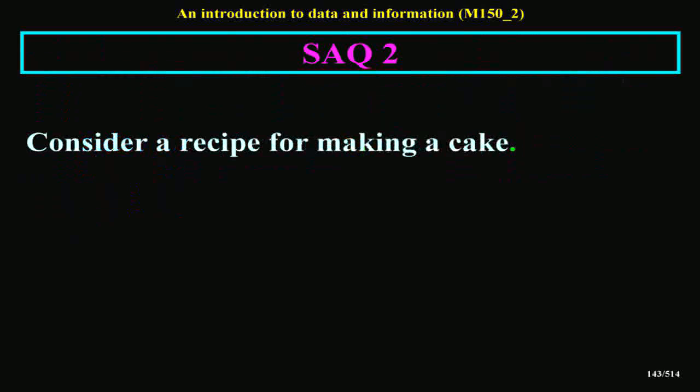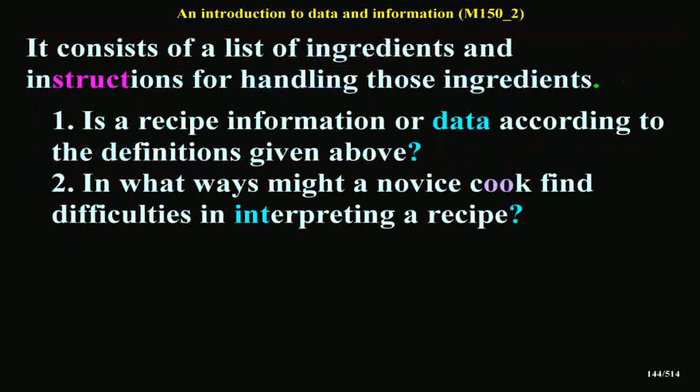Activity 2. Consider a recipe for making a cake. It consists of a list of ingredients and instructions for handling those ingredients. 1. Is a recipe information or data according to the definitions given above? 2. In what ways might a novice cook find difficulties in interpreting a recipe?